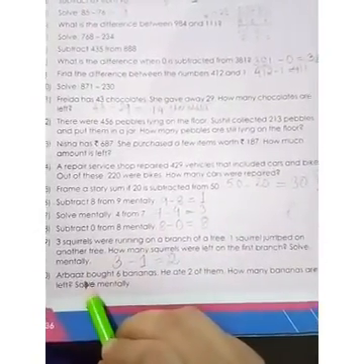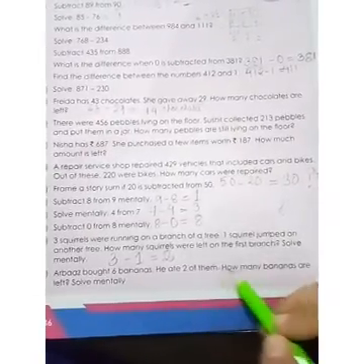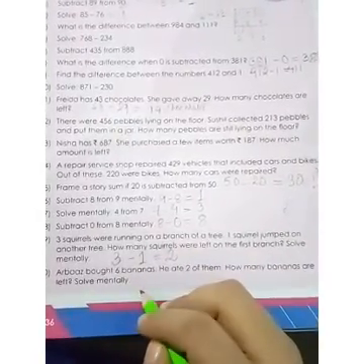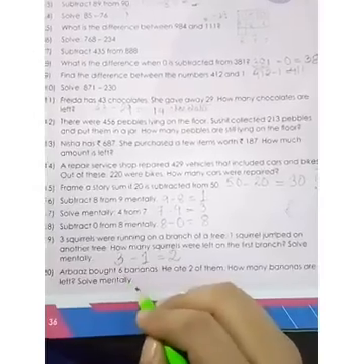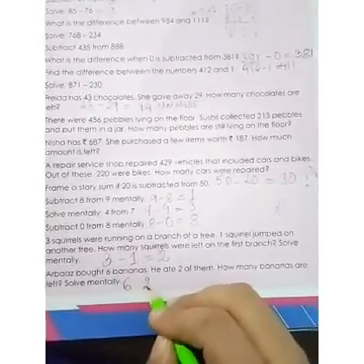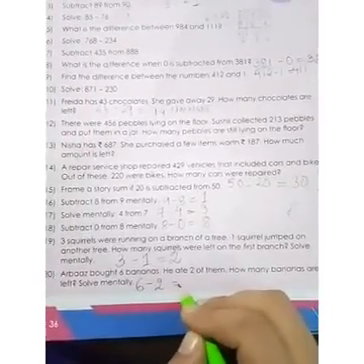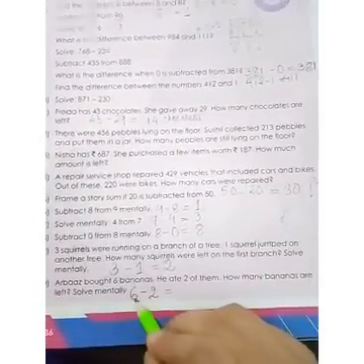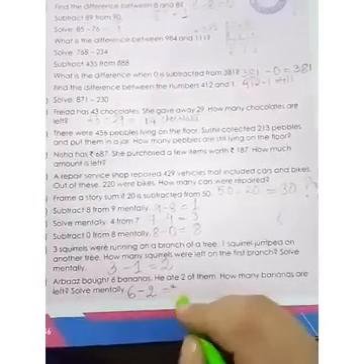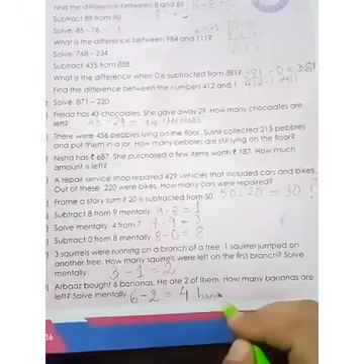Similarly, Arbaj bought 6 bananas. He ate 2 of them. How many bananas are left? Solve mentally. So how many bananas did Arbaj buy? 6. And how many did he eat? 2. And we have to find how many are left. That means subtraction. So 6 minus 2. You solve mentally keeping the bigger number in the mind. So 6 minus 2, 4. So 4 bananas are left.